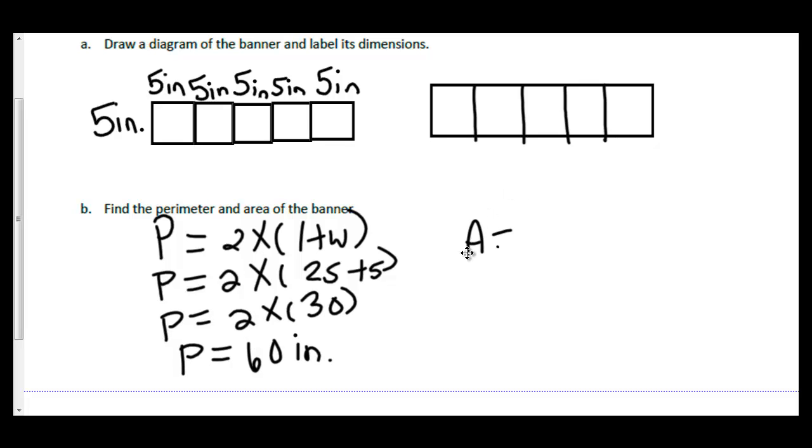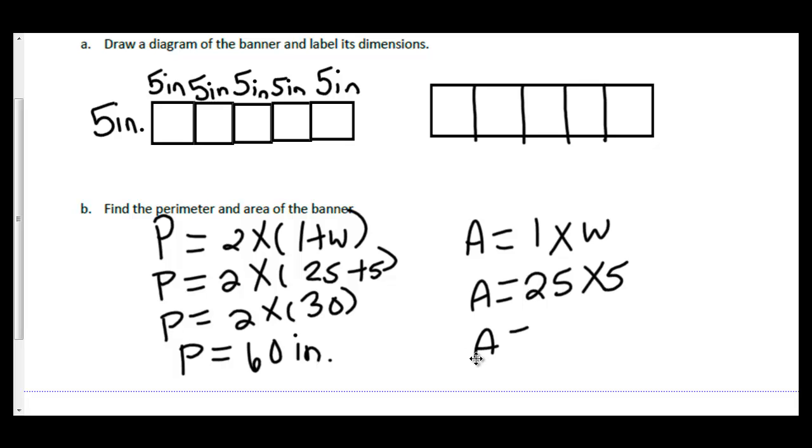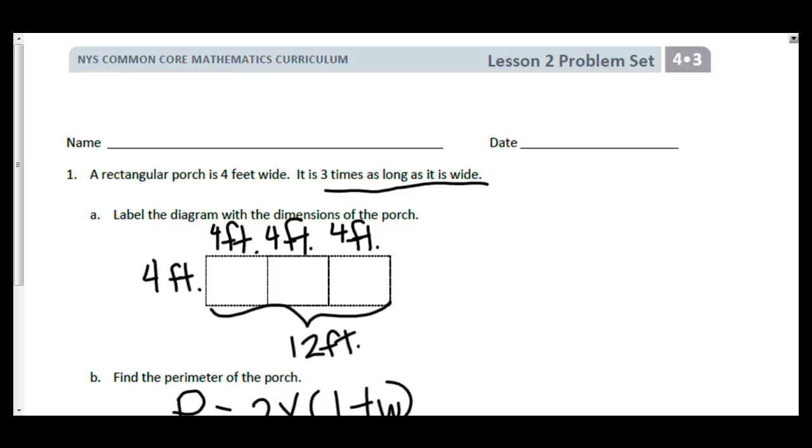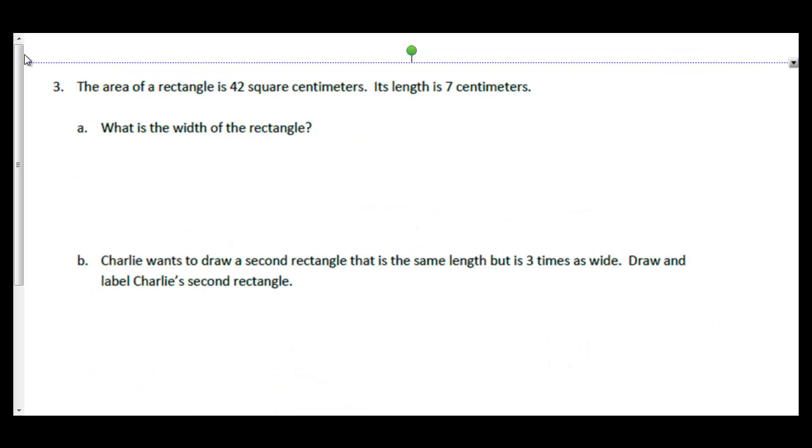Area equals length times width. So the area is going to be 25 times 5. If you're having trouble with this, you could think to yourself 25 is like quarters, right? So think of 5 quarters. You could count these: 25, 50, 75, a dollar, $1.25. So it's 125. And don't forget, area is in square inches. The last problem didn't say perimeter and area, so let's take a look at problem number 3.